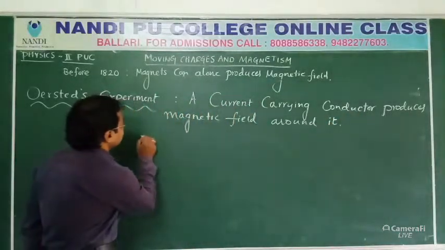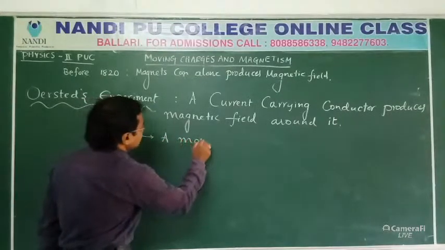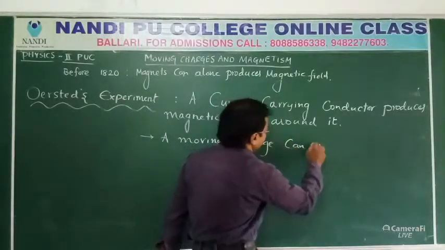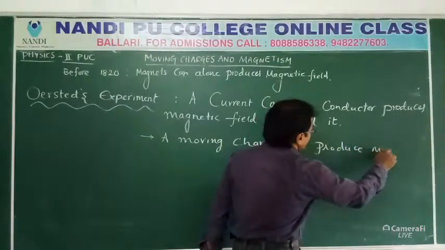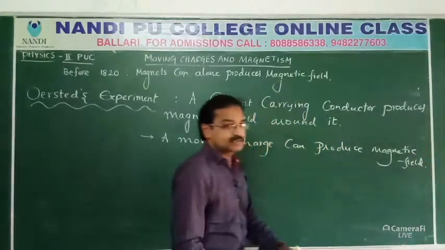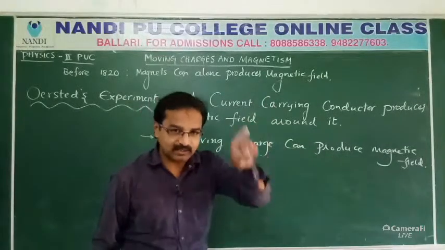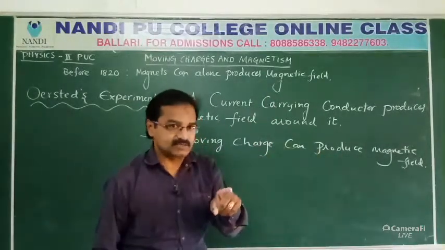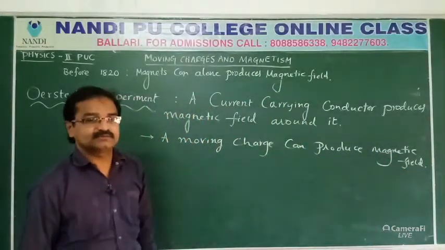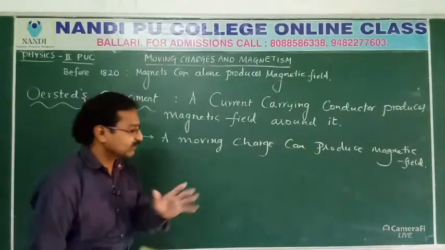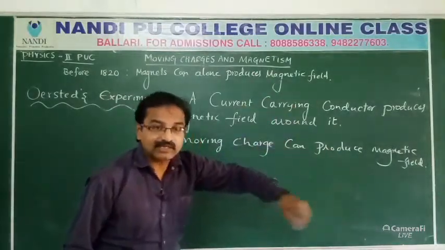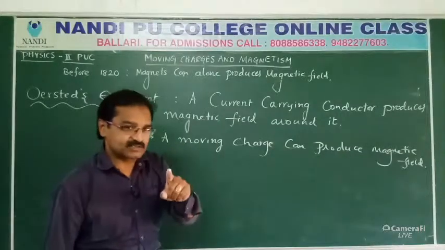Okay, children, means a moving charge can produce magnetic field. See, a moving charge can produce magnetic field. The reverse is also possible. Magnetic field can affect a moving charge. So that is also in the syllabus. Just listen. Moving charge can produce magnetic field, and in turn magnetic field can influence moving charges also.